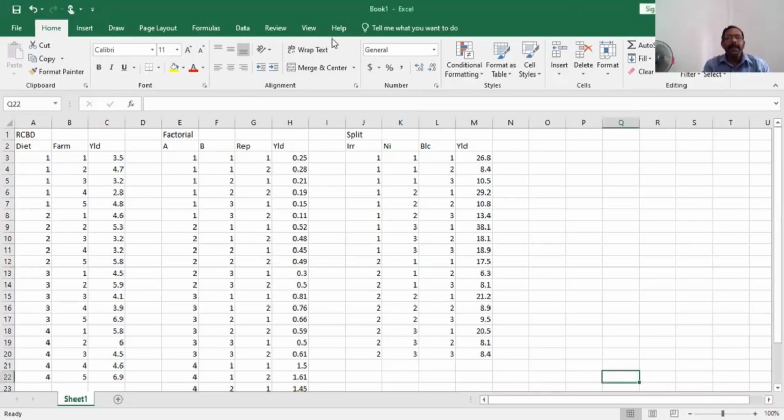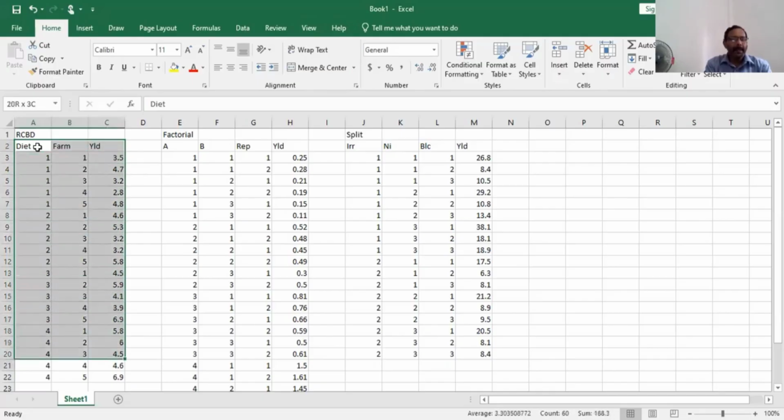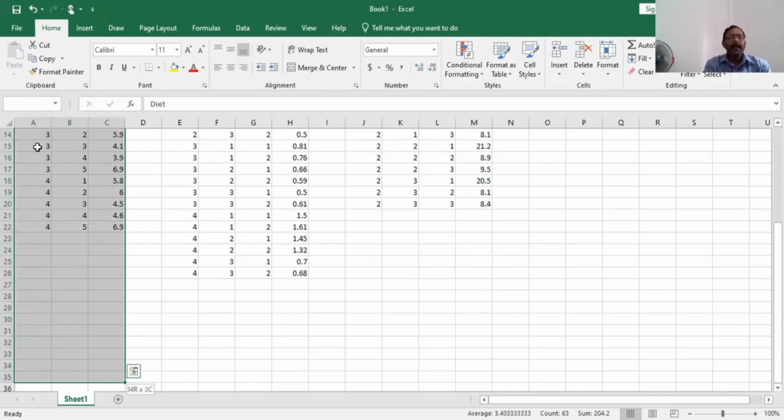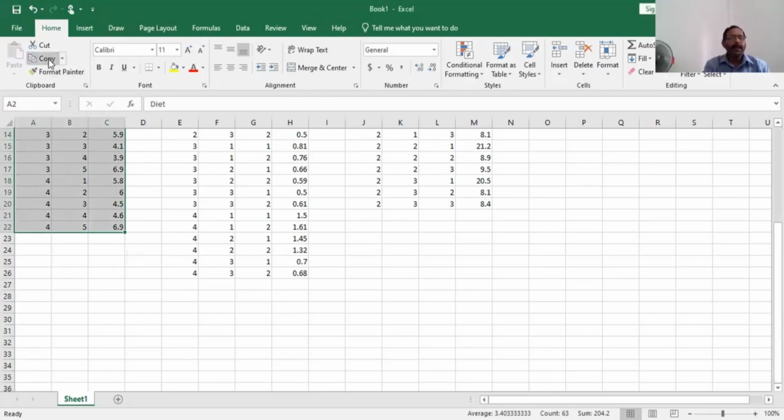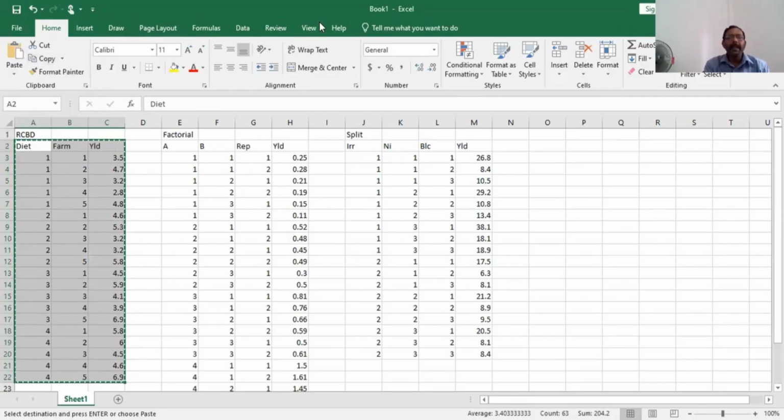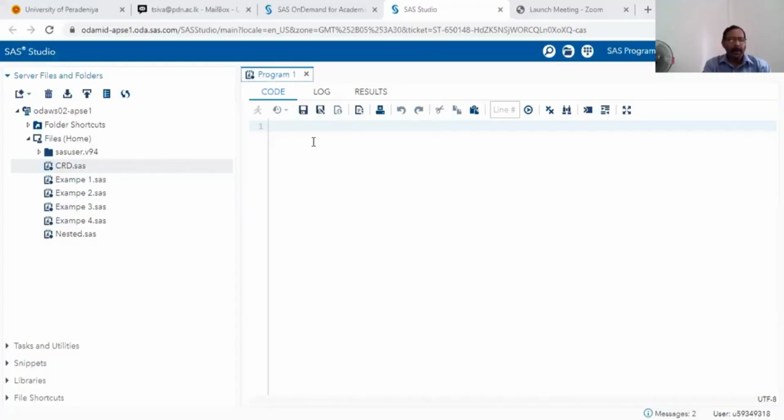So I'm going to copy this data. Right. We can copy this data. I'm going to copy this data. Right. I have already entered this data. Okay. I'm just going to copy this data. I don't know whether using Zoom, does it work? I'm not sure. Yes. Copy. I have already copied the data. Now I'm going to put it in SAS.